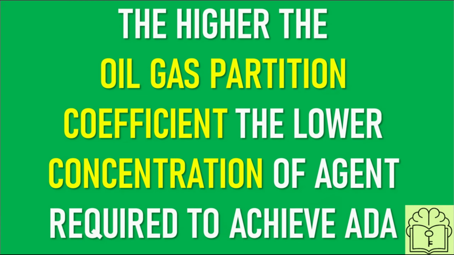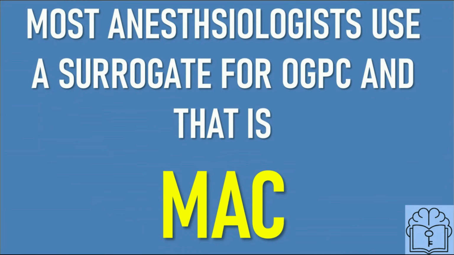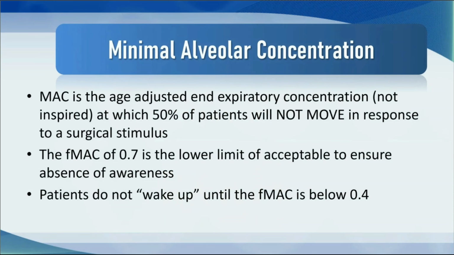The higher the oil gas partition coefficient, the lower the concentration of agent required to achieve adequate depth of anesthesia. Now, most anesthesiologists don't use the term oil gas partition coefficient. They use an alternative term that was generated in the 1960s, and it's known as the minimal alveolar concentration. It's a surrogate term. The MAC is the age-adjusted expiratory concentration, not the inspired concentration, at which 50% of patients will not move in response to a surgical stimulus.